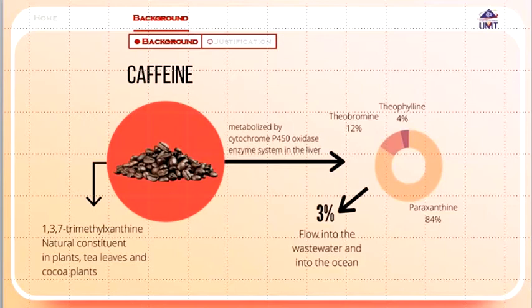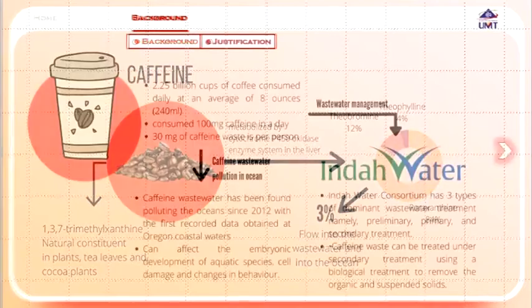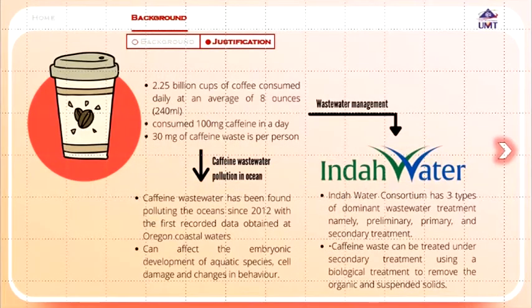So usually the amount that we excrete is like 3% from the original caffeine amount. This will go into wastewater and eventually will unfortunately end up at the ocean. So did you know that every day over 2.25 billion cups of coffee are being consumed? Humans consume an average of 100 milligrams of caffeine in a day. Since our excretion is like 3%, that means at least a person excretes 3 milligrams of caffeine per day. This is alarming, but don't worry because in Malaysia we have proper wastewater treatment.